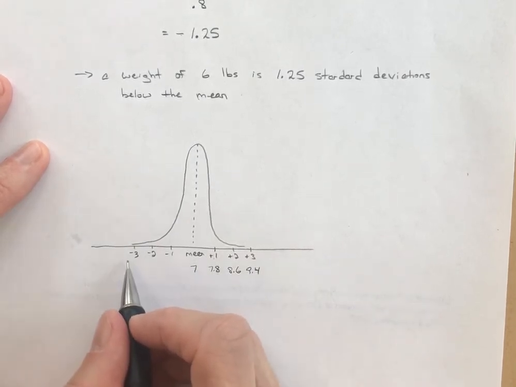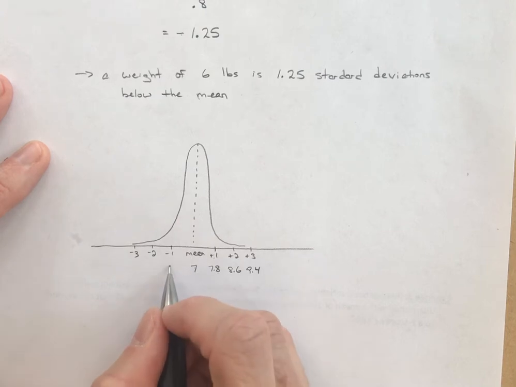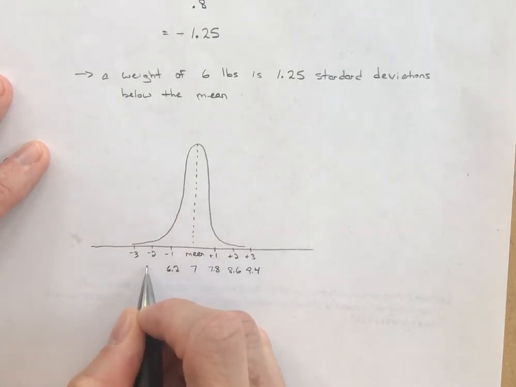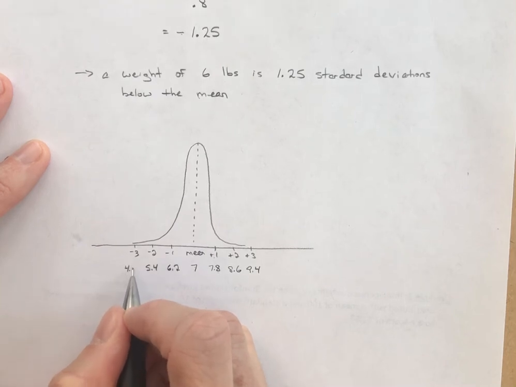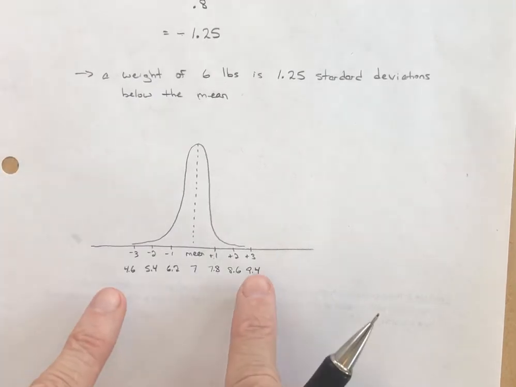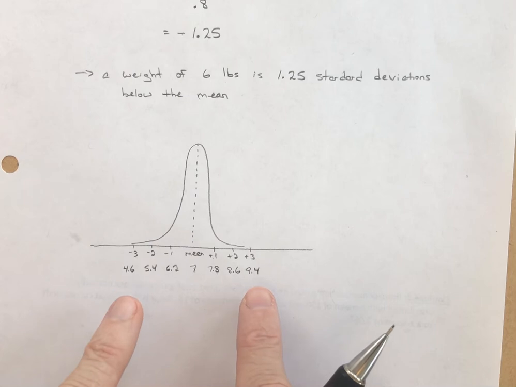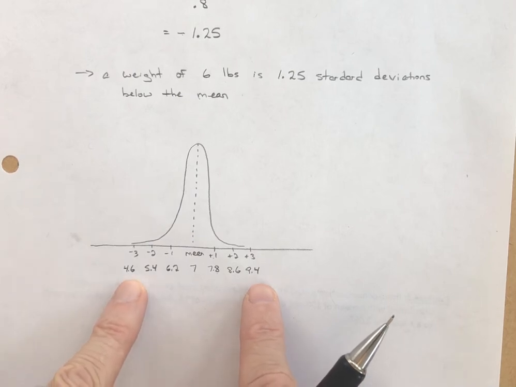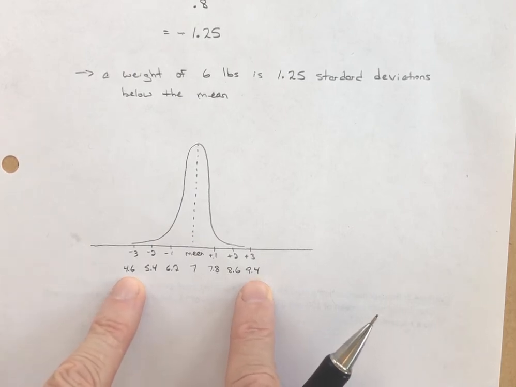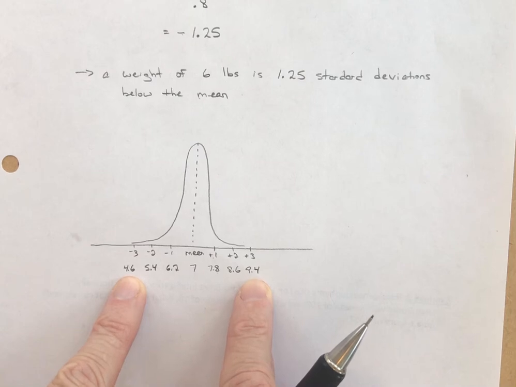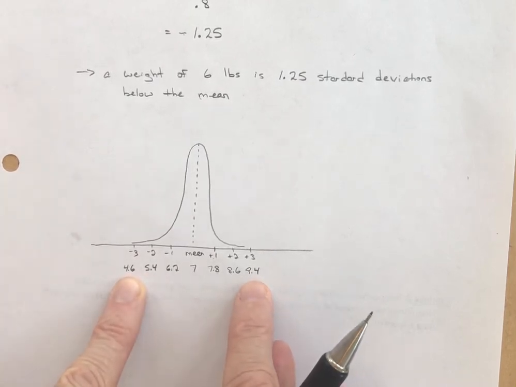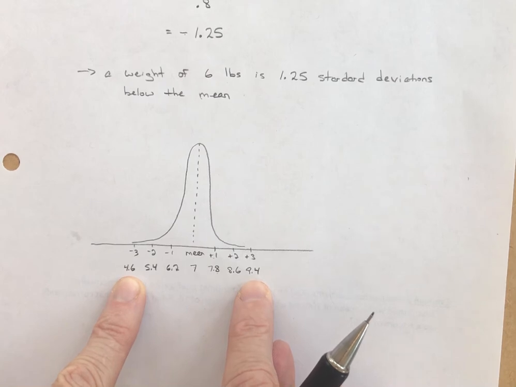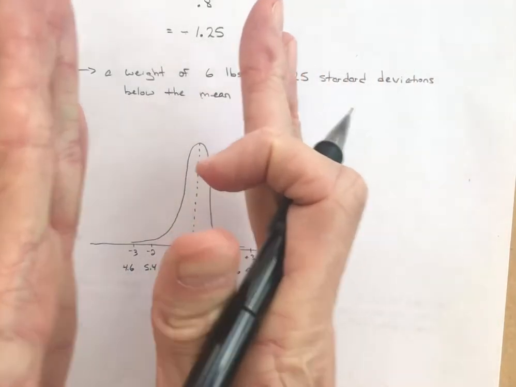Now let's subtract 0.8 to go below the mean. 6.2, 5.4, and 4.6. So you can see again using our 68, 95, 99.7 rule, 99.7% of newborns are between 4.6 pounds and 9.4 pounds. Okay, they're clustered very tightly.